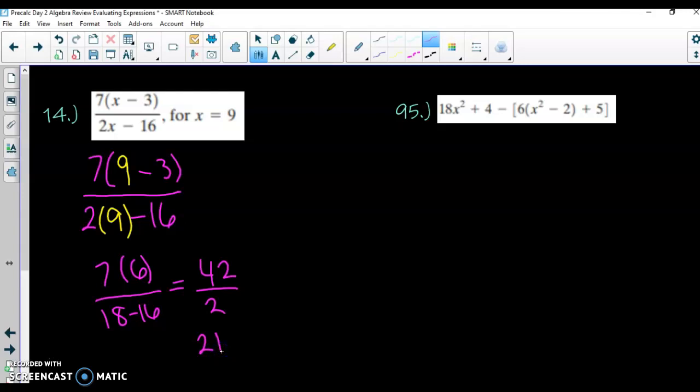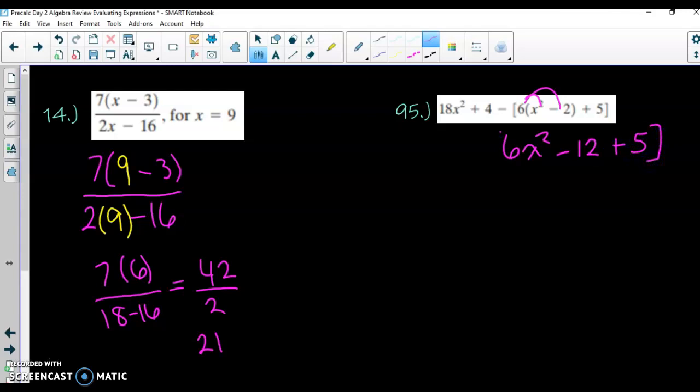Last example from your homework is problem number 95. And right here, you're just going to end up simplifying. You're not going to get a final solution. So what do I start with? We start with the parentheses, x squared minus 2, and we're going to use distributive property. We're going to distribute the 6 to the x squared as well as the 2. And 6 times x squared is just 6x squared. 6 times 2 is 12, and it's a negative 12. And then we're just going to rewrite plus 5.